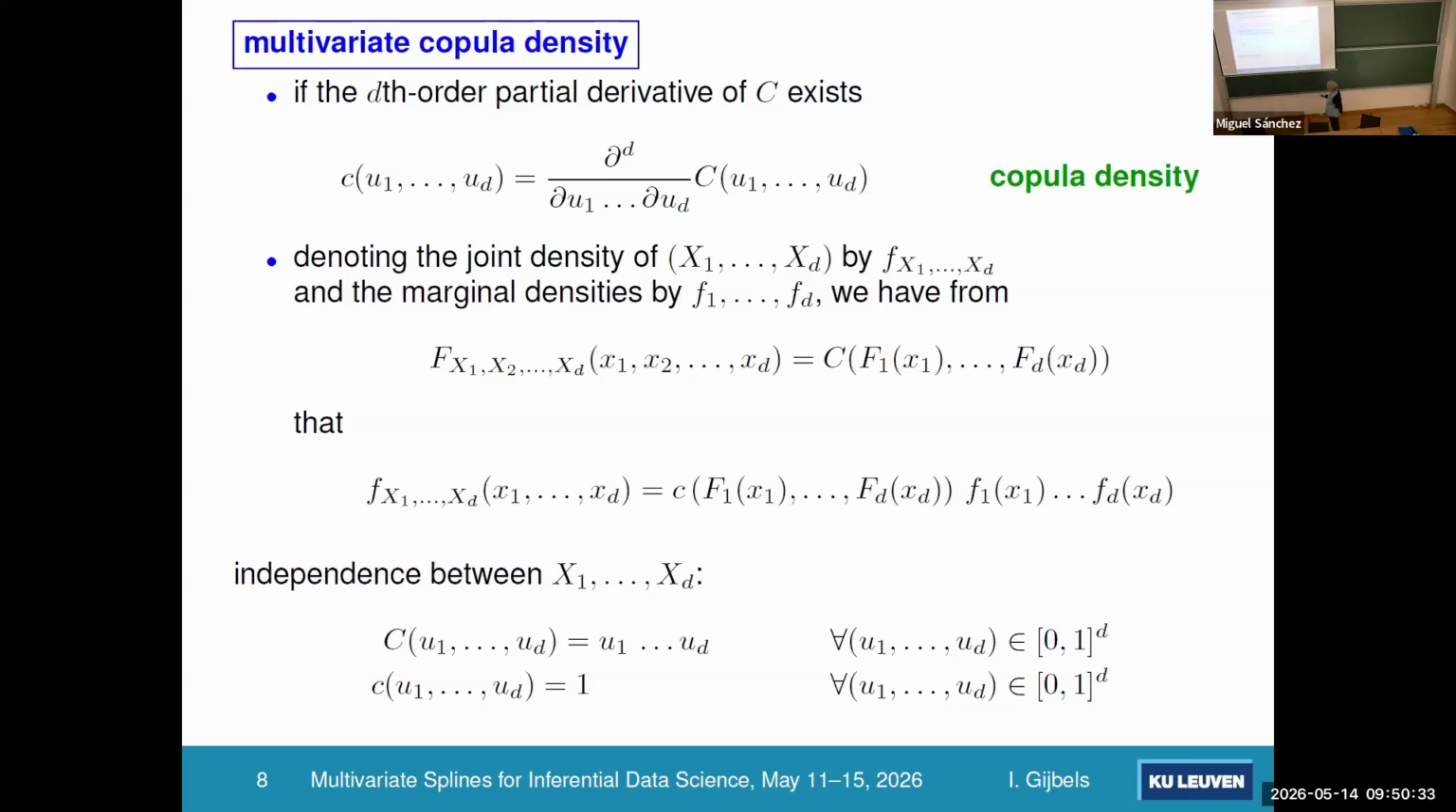And last important remark is, what if I have independence? How does that copula function look like? Well, if you have independence, then the copula function is just the product of all the arguments. And the copula density is 1. So you know very well which copula basically characterizes independence, which is also crucial.